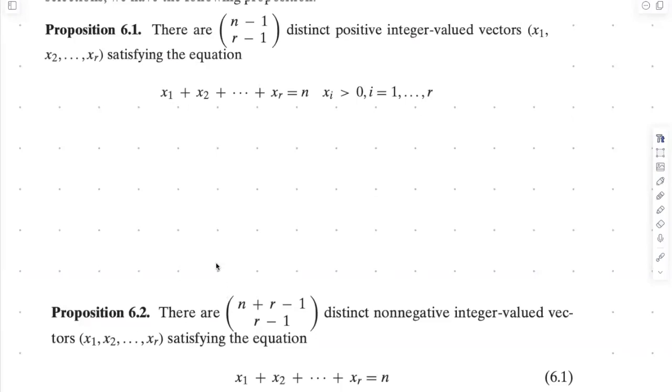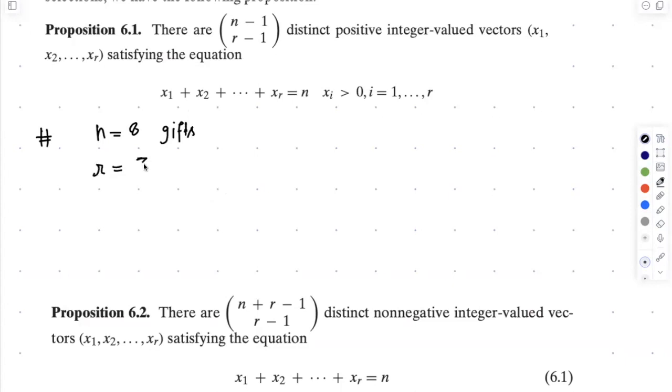This is proposition 6.1. I will start from proposition 6.1 and also include some questions based on the same. Just suppose, for example, by giving an example we can understand the thing easily. Suppose you are having n equals to 8 gifts. There are 8 gifts you are having, and you have 3 brothers.